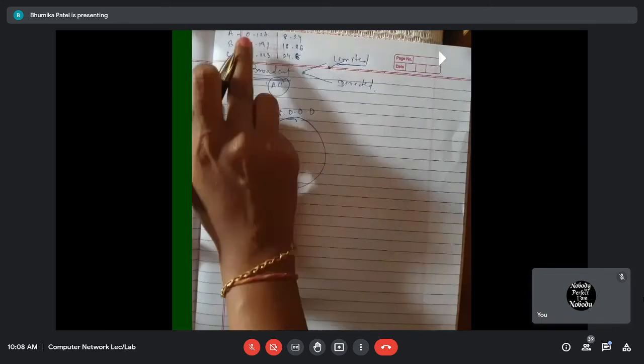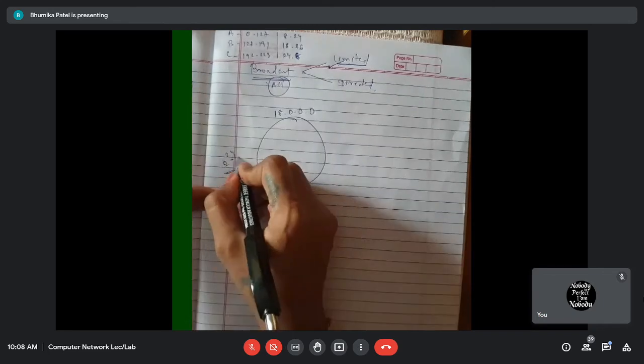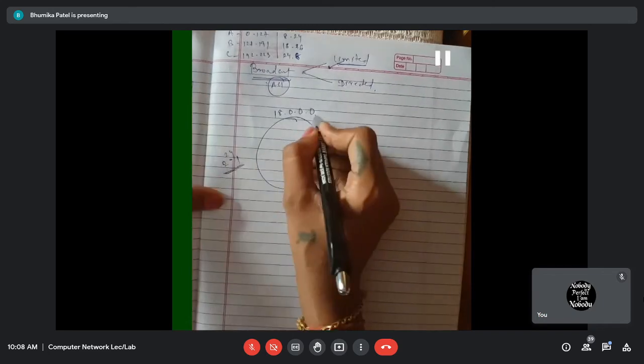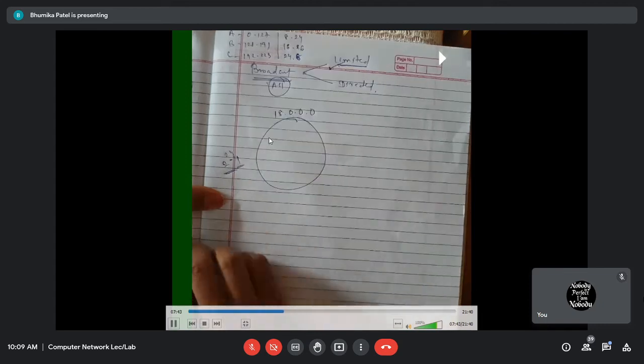Okay, 0 to 127 is class A, so 2 raised to 24 devices will be there in the network. So -1 will be, why? Because the first IP address, the network address, is already assigned, so it is 2 raised to 24 -1 devices in the network.